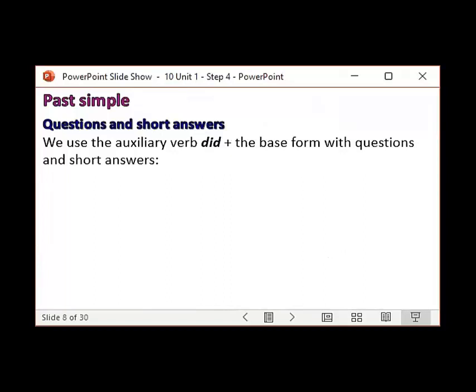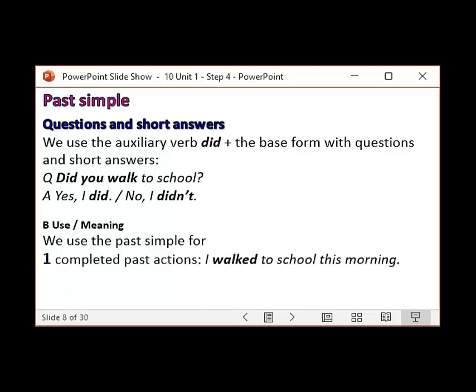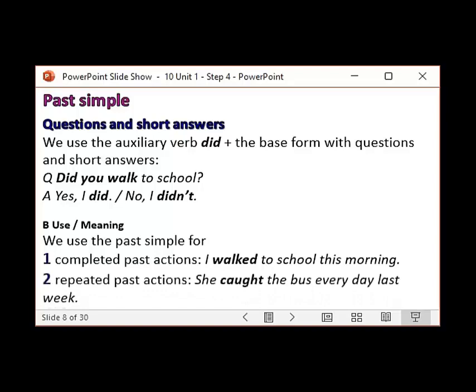Now, questions and short answers. We use the auxiliary verb did plus the base form with questions and short answers. For example, did you walk to school? You can say yes or no, yes I did, or no I didn't. We already know we use the past simple for actions that happened in the past, completed past actions, and repeated past actions.